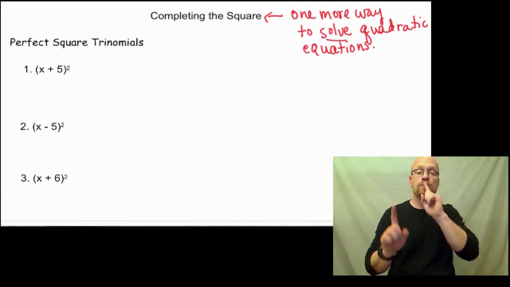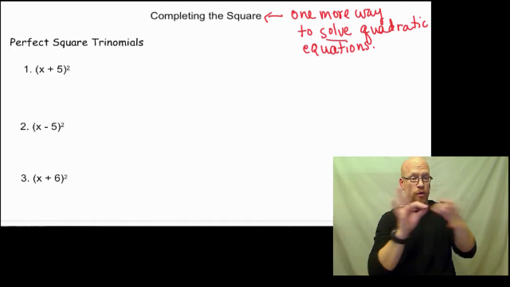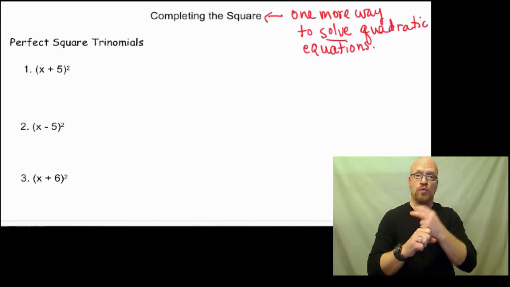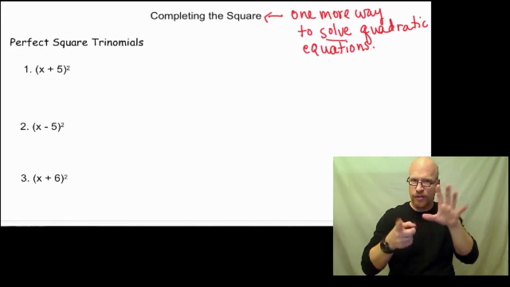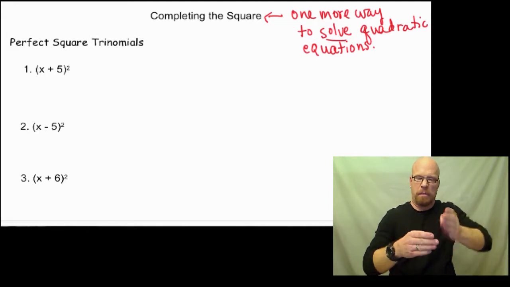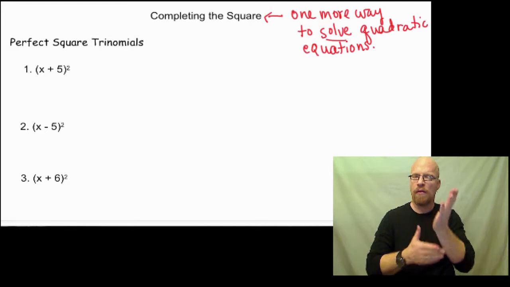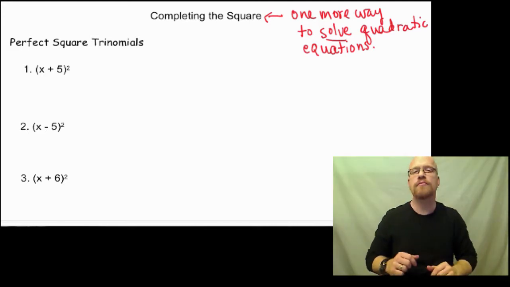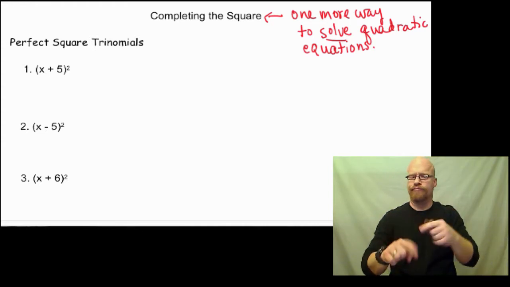Okay, when you're solving quadratic equations, we have the factoring technique, where we solve for x, and we've used the square root property in previous vlogs. Now the third method we have here is completing the square. In some situations we'll use this, and we'll explain when we use it later on. But for right now, we need some background information.